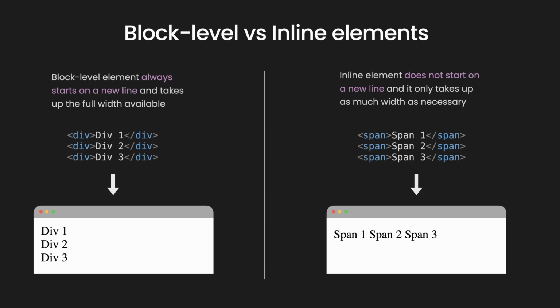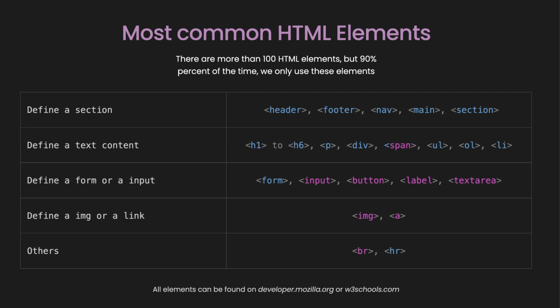In the example, you can see that the div element takes 3 lines, whereas the span element only takes 1 line. But the question is, how do we know which ones are block level elements and which ones are inline elements? Well, unfortunately, you need to memorize them. The easiest way is to remember the inline elements and the rest are block elements.